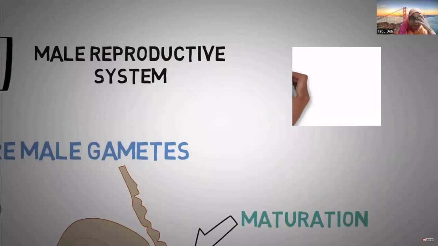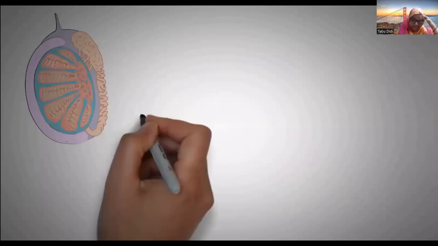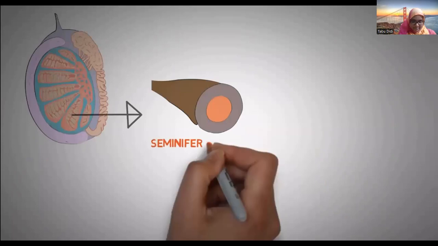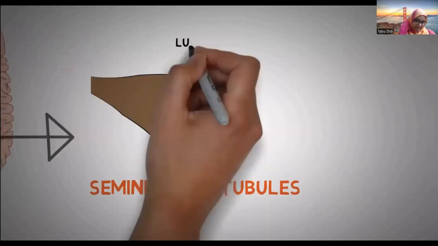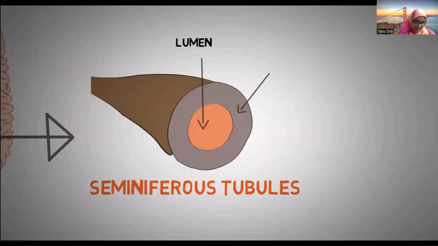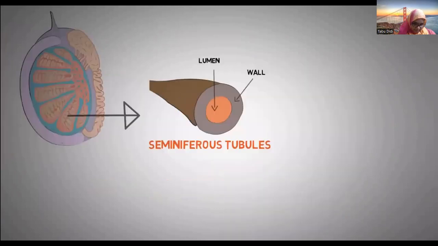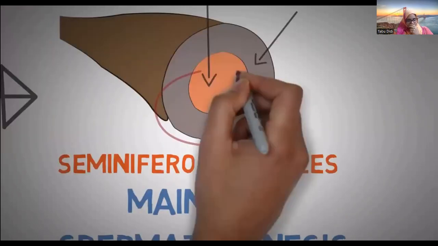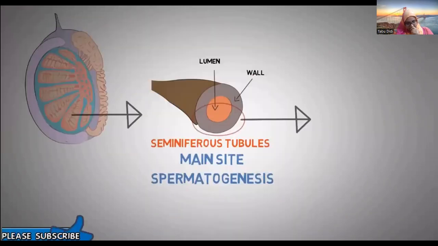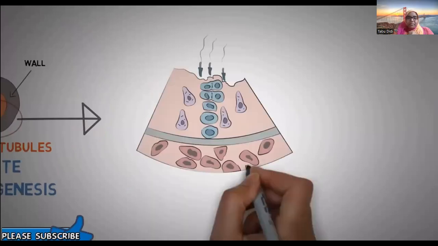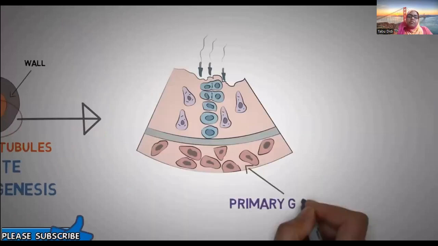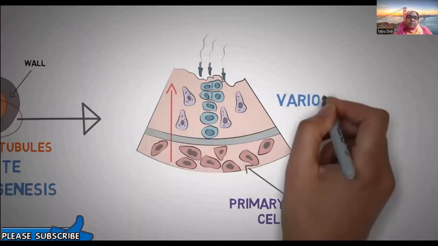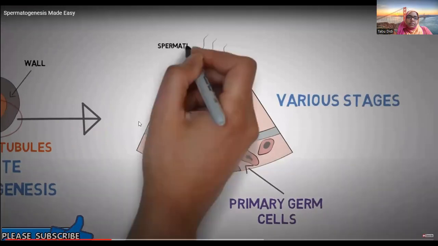As we discuss the anatomy of the testes in the male reproductive system, the testes contains numerous pipe-like structures known as seminiferous tubules. The seminiferous tubules have a central lumen and outer wall. The wall of the seminiferous tubule is the main site for the production of sperms. Now let's look at a closer view of the cross-section of the wall of seminiferous tubule. As we can see, the wall of the seminiferous tubule contains numerous types of cells, and one of them are the primary germ cells. The primary germ cells transform through various stages of development and finally form immature sperms known as.